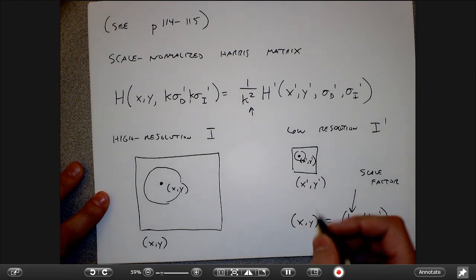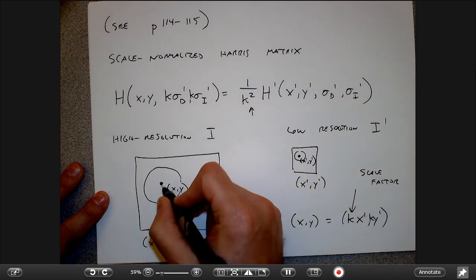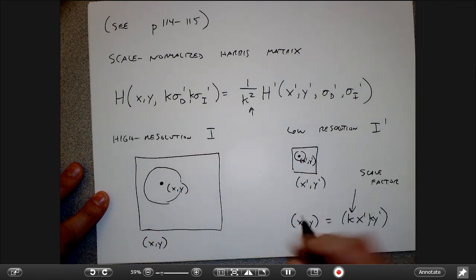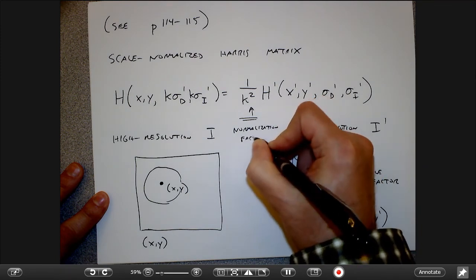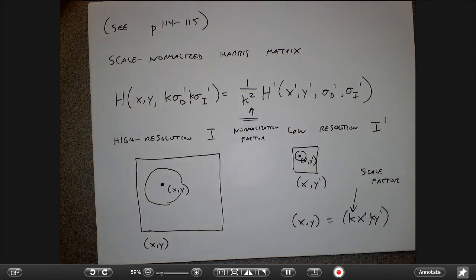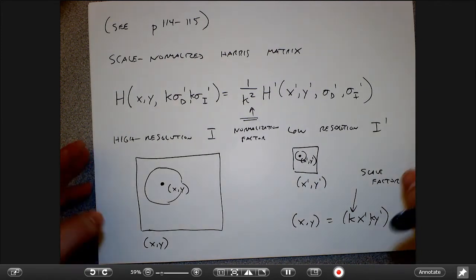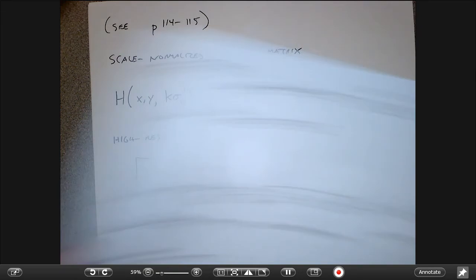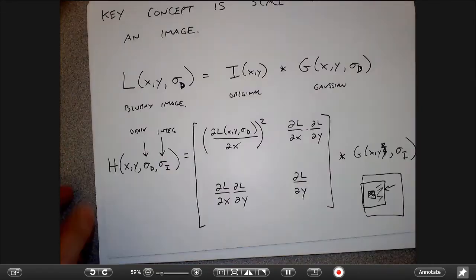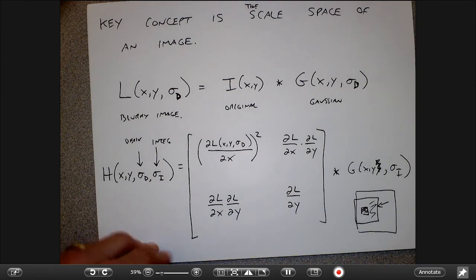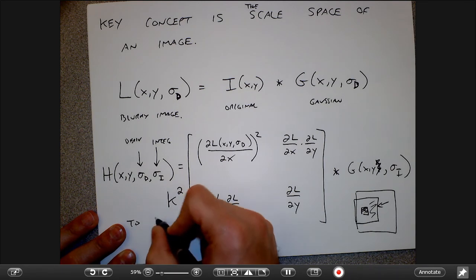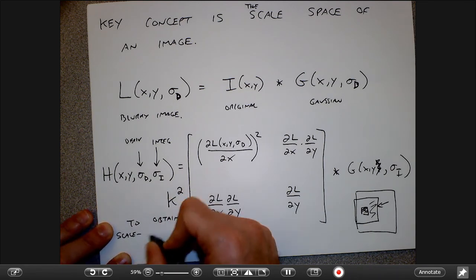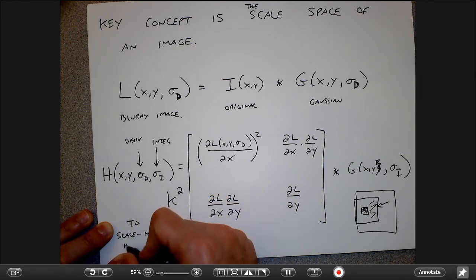So this is basically a way of saying, if I want to directly compare the response at a certain scale here and the response at a certain scale here, this tells me the normalization factor that I need to compare apples to apples. In the spirit of not having to draw all this again, if I come back here, this is kind of like my original Harris matrix. It turns out that I need to multiply this by k squared to obtain the scale normalized Harris matrix.